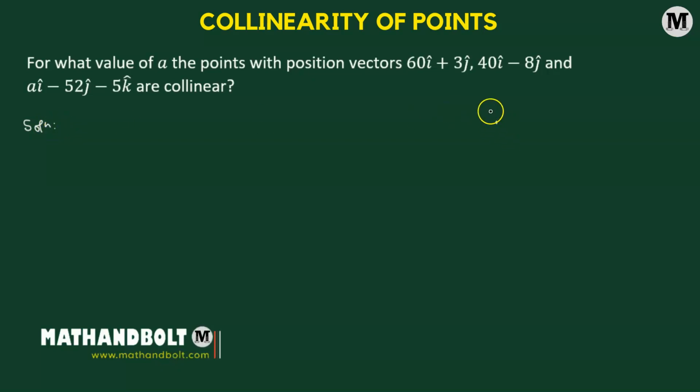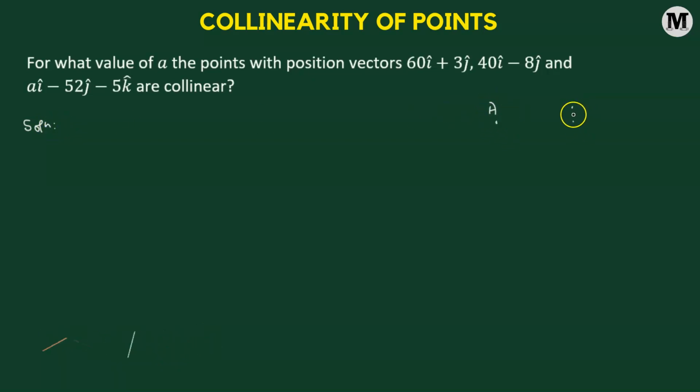We'll consider 3 points, let's say A, B, and C. These 3 points are collinear, which means that if we join A, B and B, C, then all the 3 points A, B, C are going to lie on the same line. Now, we'll consider another point O, which is going to be the origin of a coordinate system.